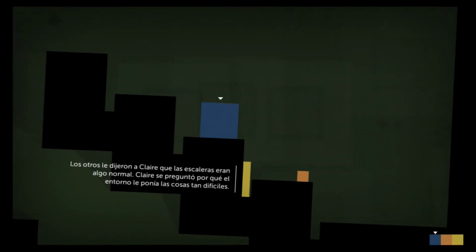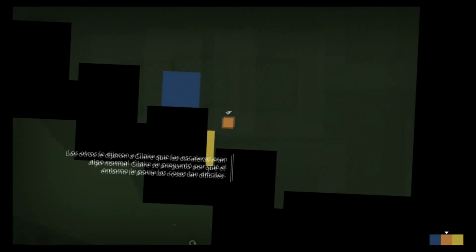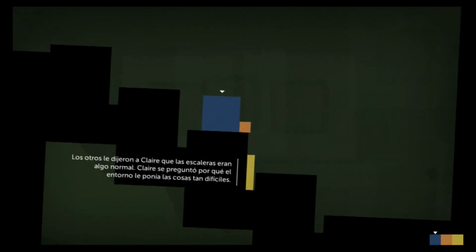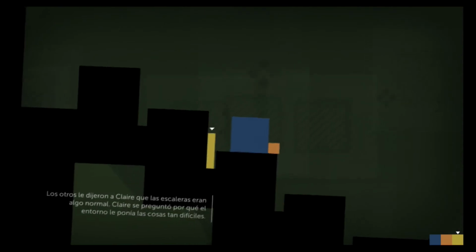The others told Claire that staircases were a bit of a fixture here. Claire wondered why the world made it so difficult.